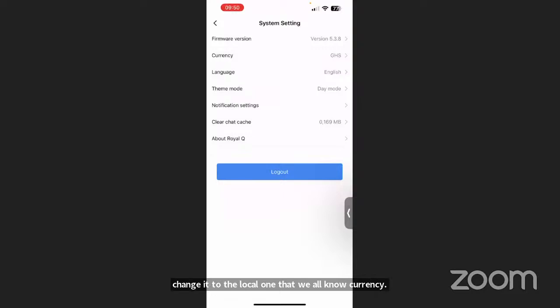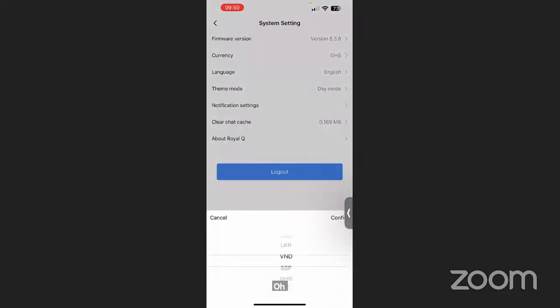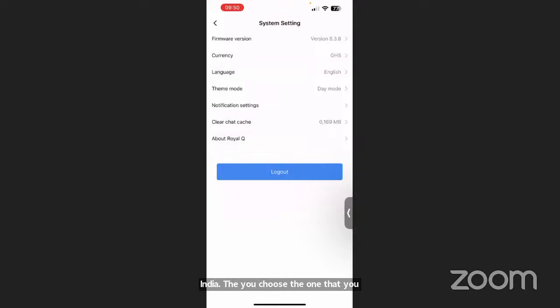Once they tap on currency, you choose Ghana cedis or US dollar or MMK. I don't know which currency that is. I think IDR is Indonesian rupiah or something. The currencies are many. You choose the one that you want. Which country are you coming from? Just switch it. If your country is not there, just maintain the US dollar.